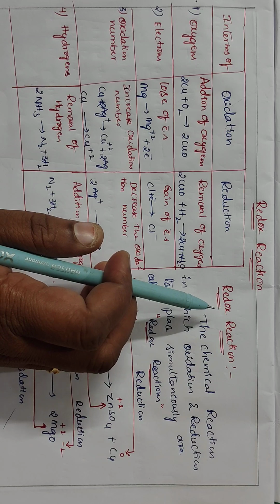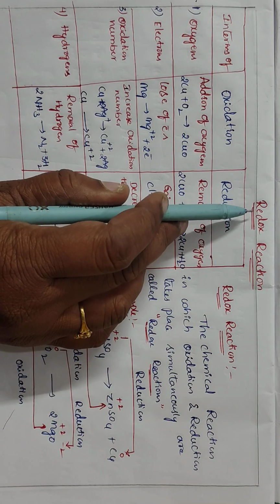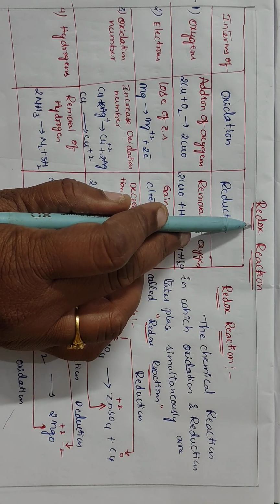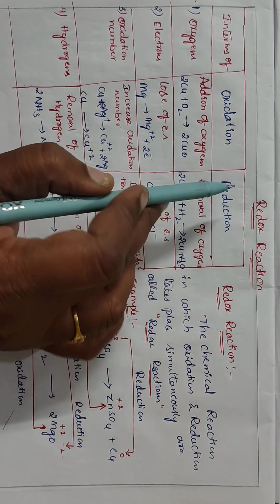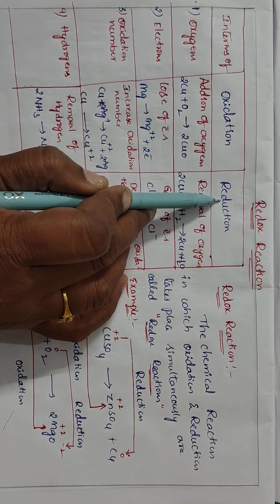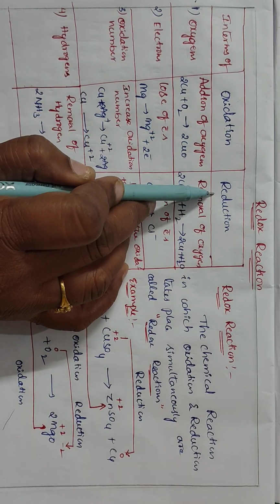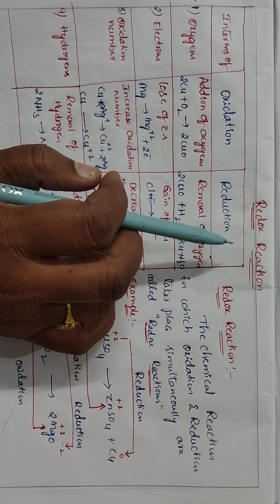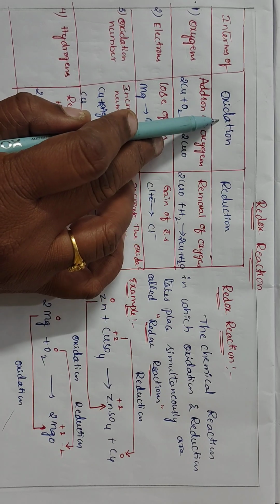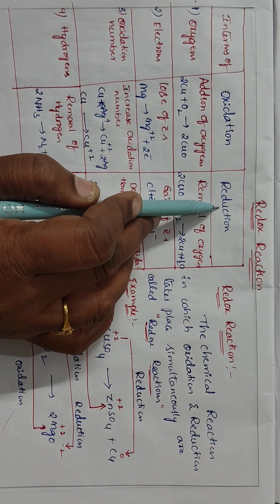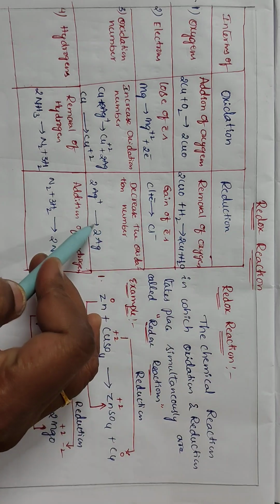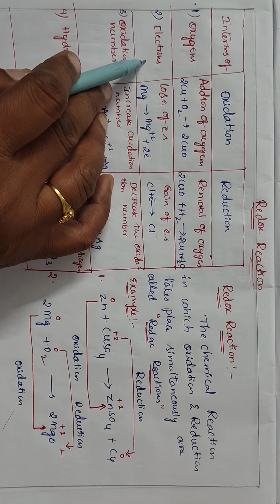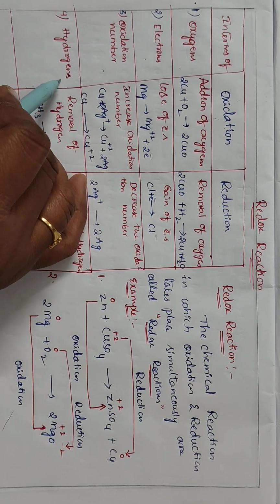Today I will explain the important concept of redox reaction. What is a redox reaction? Before going to redox reaction, we have to know about the terms oxidation and reduction. Without knowing oxidation and reduction, we can't understand the concept of redox reaction. So let us come to the definitions of oxidation and reduction. We have four different definitions for oxidation and reduction in terms of oxygen, electrons, oxidation number, and hydrogen.